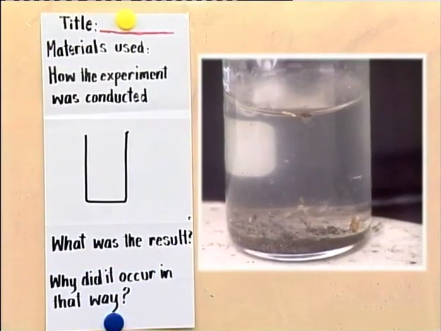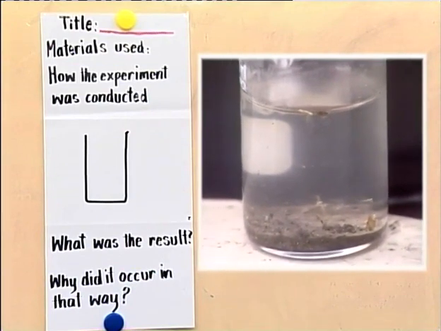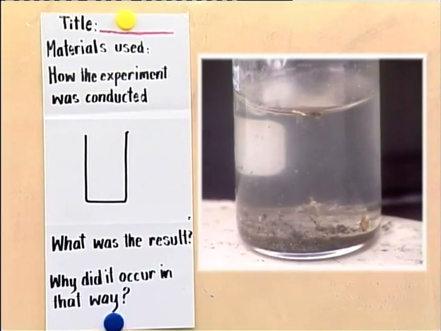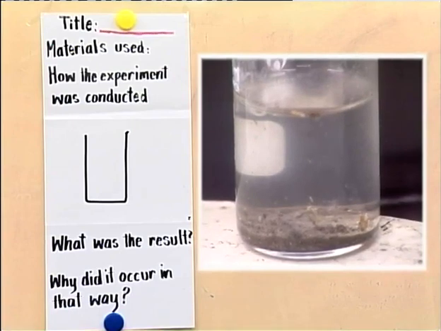When drawing your diagrams, you should have a diagram showing before and after. So on screen you can see only one diagram there. You should have two diagrams, one showing before and another showing after. Don't forget to label your diagrams.